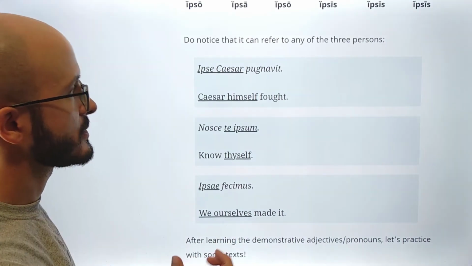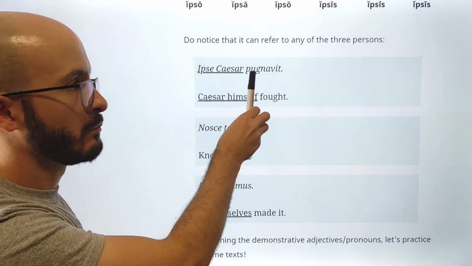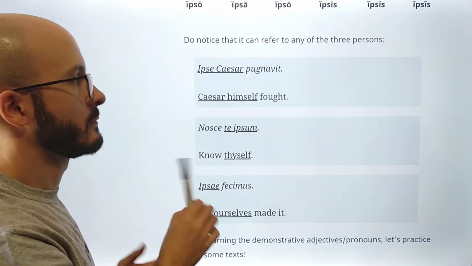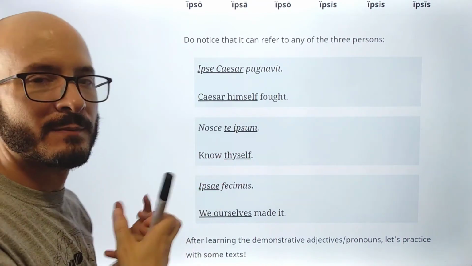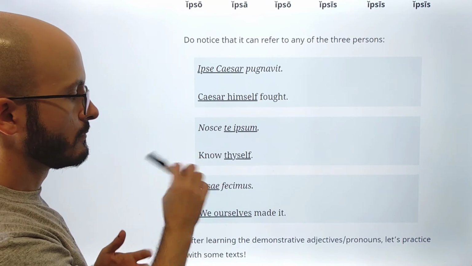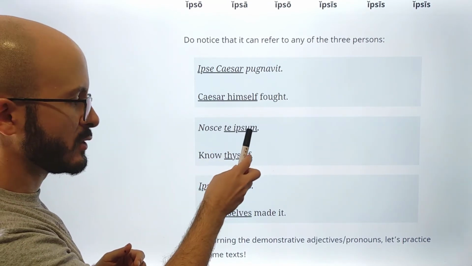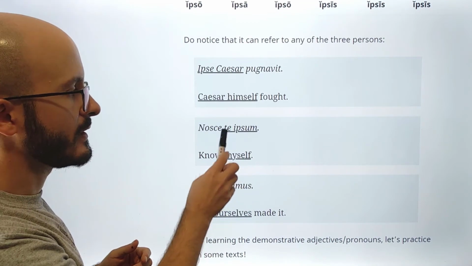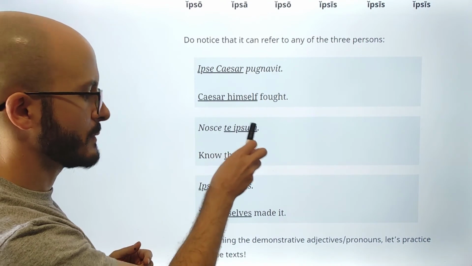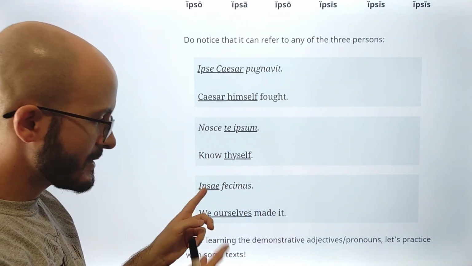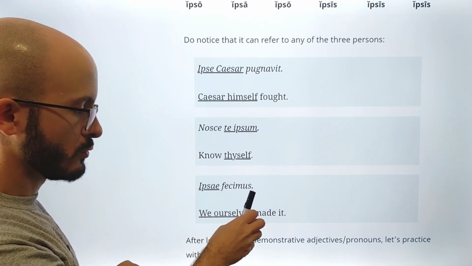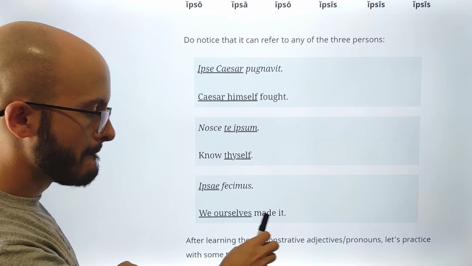So, let's see some examples to understand it better. If we say ipse Caesar pugnavit, then Caesar himself fought. Okay, so this is what this ipse means, like himself. We are emphasizing and identifying. Then, the famous nosce te ipsum, know thyself. So here it is referring to the second person singular. So nosce te ipsum. And then here, this one is the most curious, let's say. Ipsae fecimus. We ourselves made it.